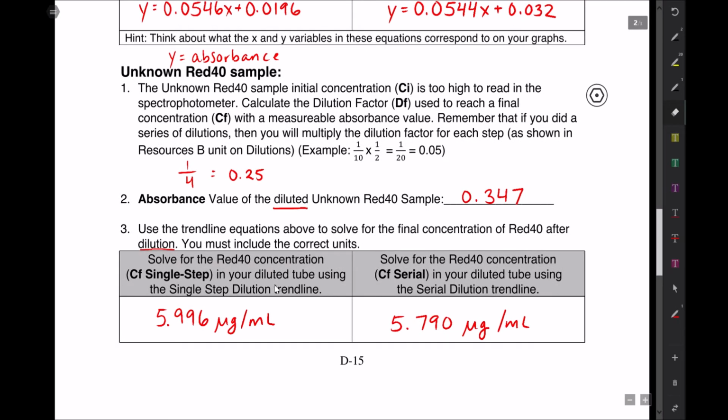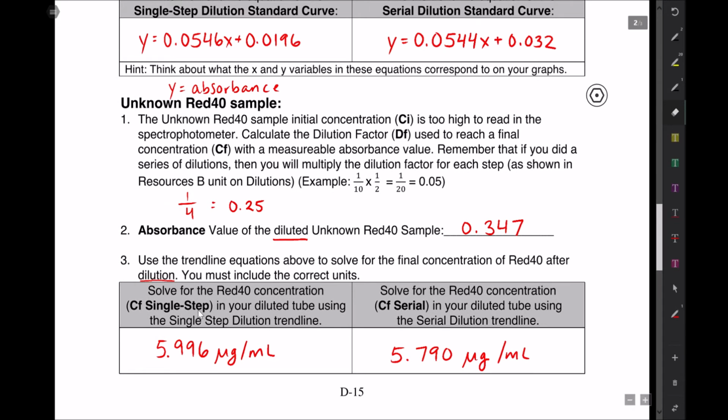And when you solve for x, you're going to be solving for concentration. And you do this twice. You do it for the CF, which is the concentration final for the single step. And so it's concentration final because it's diluted, so that's the final concentration that you were at. So for mine, it was 5.996 micrograms per milliliter. Make sure to write units.